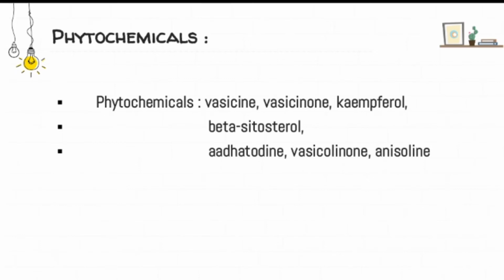And phytochemicals: what all phytochemicals Vasa possesses and how they are useful in many kinds of disorders. Let's study the phytochemicals in detail, because when we sit in a clinic and practice, based on the action we can use them in many kinds of disorders. So what are the main phytochemicals it possesses? Vasa possesses vasicine, vasicinon, kaempferol, beta-sitosterol, adhathodin, vasculinone, anisolin.